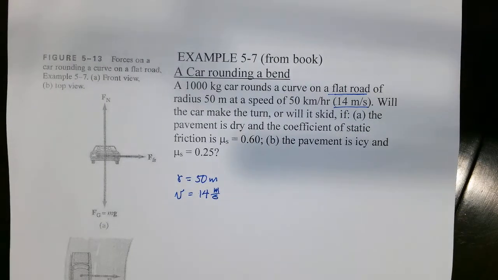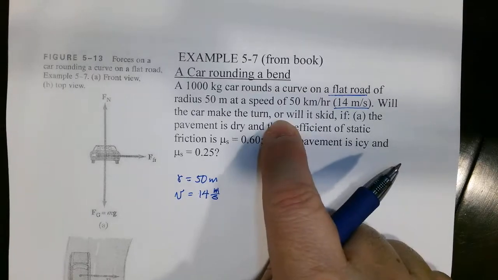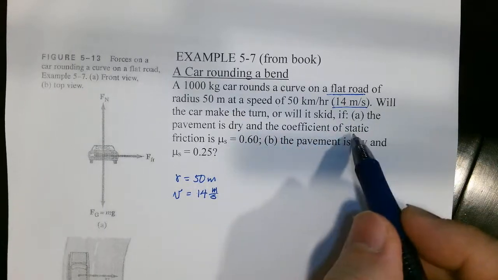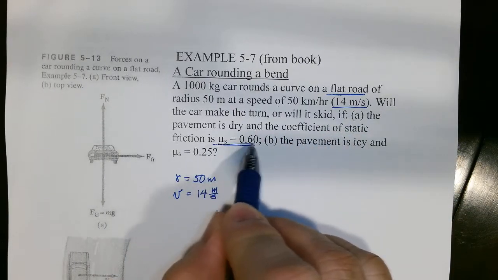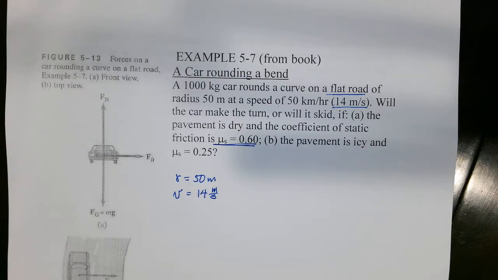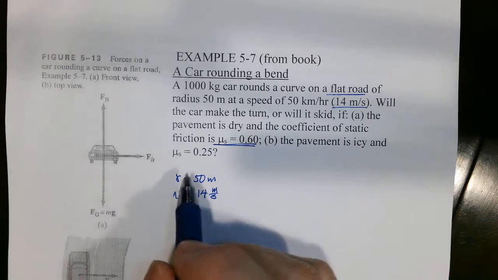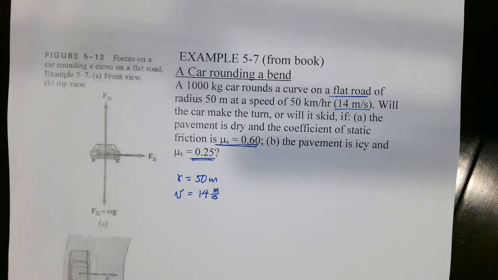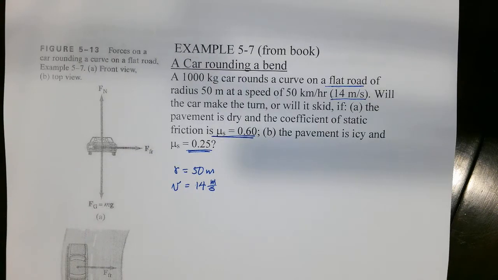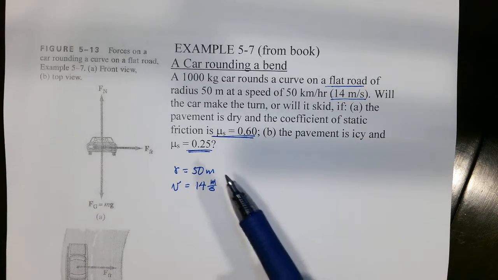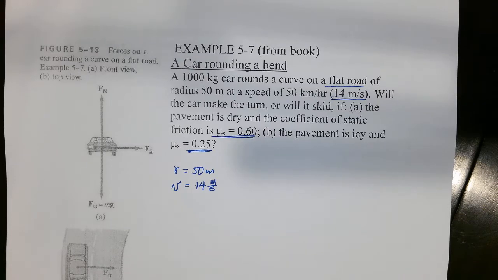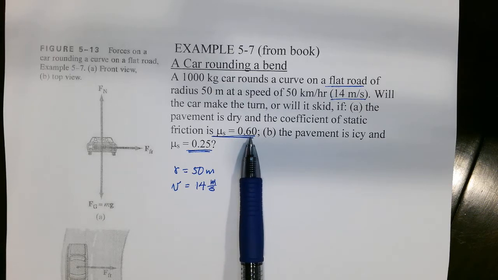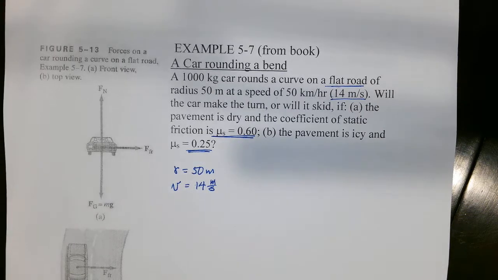Now, will the car make the turn, or will it skid if A, the pavement is dry and the coefficient of static friction is 0.6, B, the pavement is icy and mu sub s is 0.25. So they want to know if this car is going to make it or not, with this coefficient of friction and this coefficient of friction. Now, you could solve this two ways and find the safe speed for each coefficient of friction.